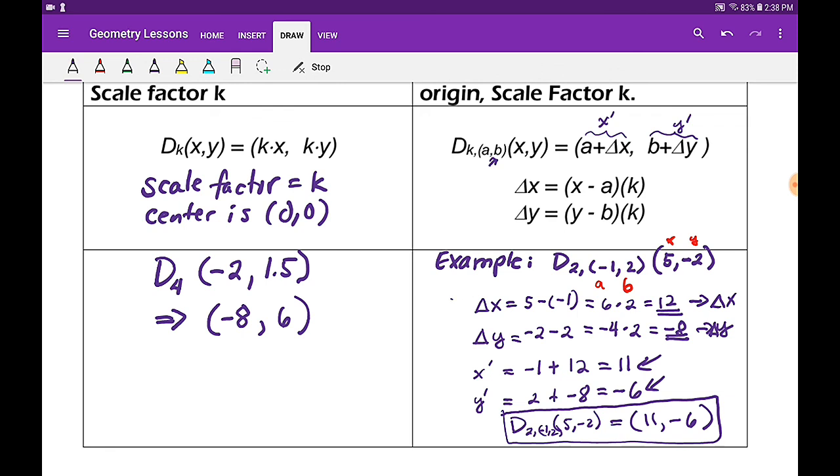So step by step. Step 1, find delta X. Step 2, find delta Y. After you do steps 1 and 2, find the X coordinate of the image, that is X prime. Step number 4, find the Y coordinate of the image, that is Y prime. And of course, after that, just assemble your answer so that it looks like a coordinate pair. So it's going to be 11 comma negative 6.